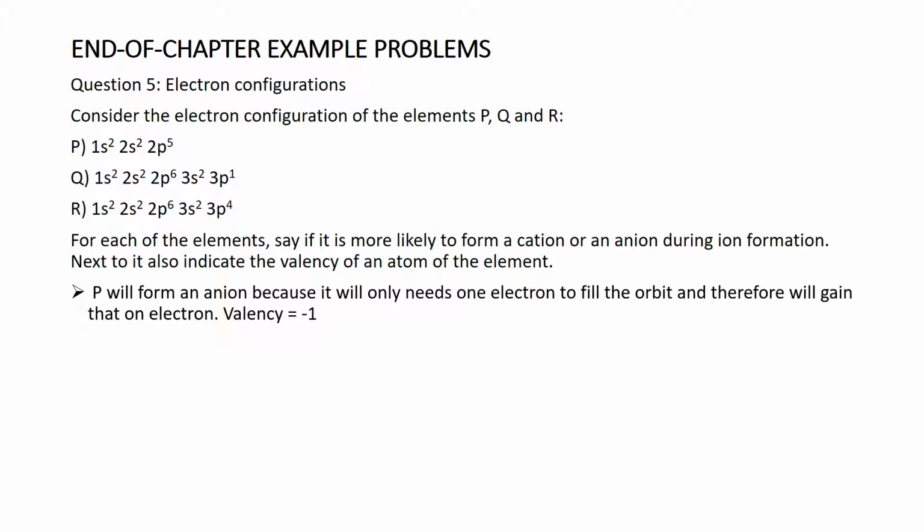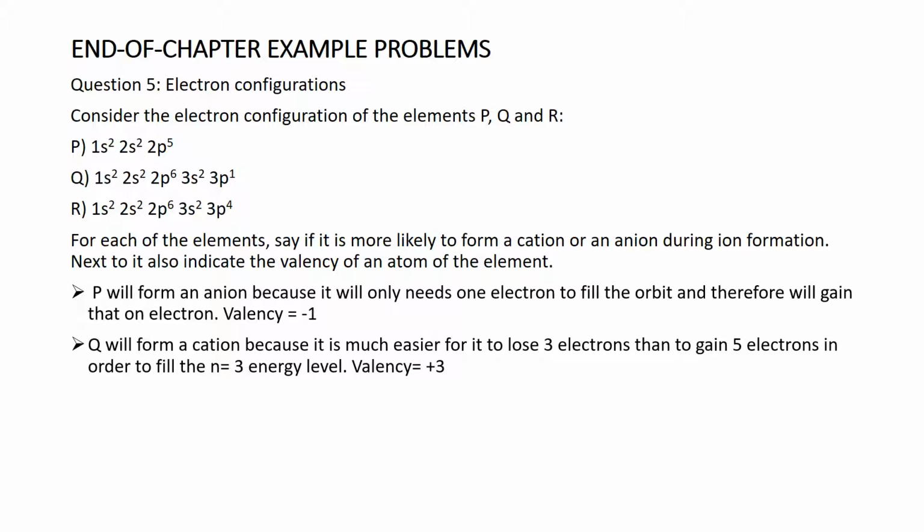Then for Q, it has 3 electrons in its outermost energy level, which is the third energy level, and it is going to need 5 more electrons to fill the third energy level. But it can lose 3 electrons to stay in the second energy level, to fill the second energy level. So Q would rather lose the 3 electrons than gain 5 other electrons. So it loses 3 electrons and it forms a cation, and its valency is +3.